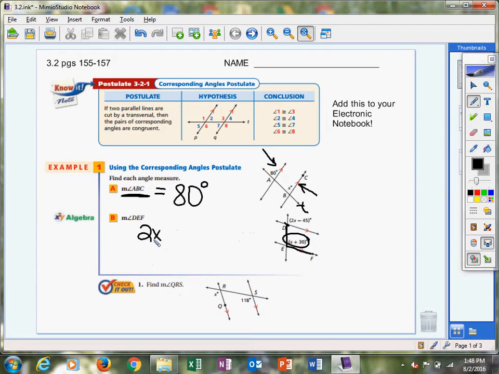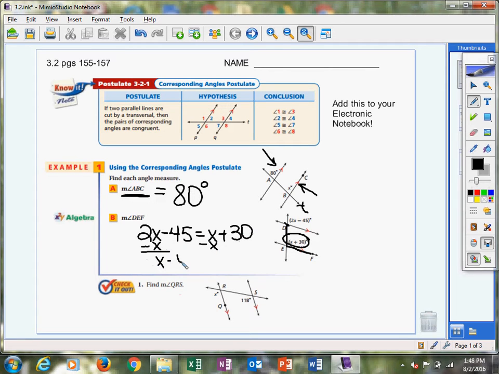So we could do a little algebra here. We could go, hey, I don't know what the actual measure is, but I know that these two angles are equal to each other. And you could set the two angles equal to each other and solve for x. Now, solving for x is not going to give me the angle measure. I have to plug that back in to actually answer the question.